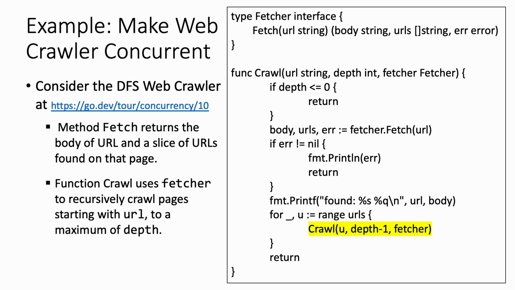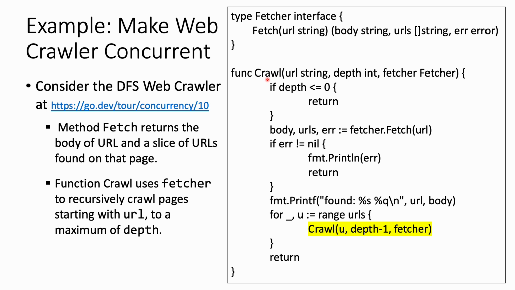Now consider the web crawler given in the Tour of Go, focusing on the fetcher interface and the crawl function. The fetcher interface has only one method, Fetch, which takes a URL as argument and returns the body of the page at the given URL and a slice of URLs found on that page along with an error.